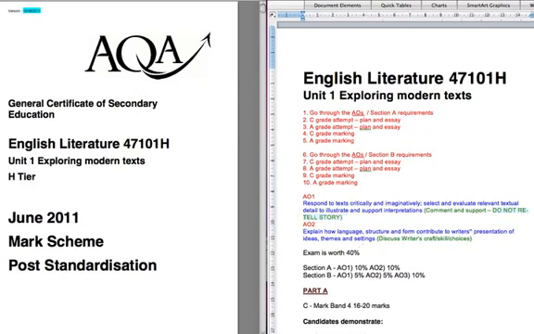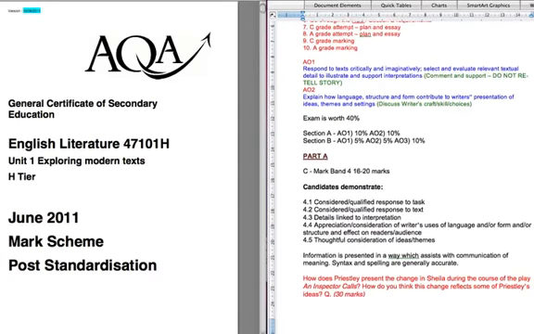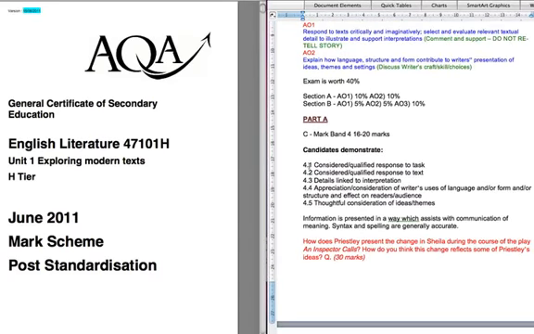So for part A, specifically for a C grade, this is what we need to be able to do. Again, from the AQA exam mark scheme, we need to be able to show a considered and qualified response to the task. So basically we need to write a clear answer to the task, and it has to make sense. We also have to make a considered and qualified response to the text itself. So we have to know how to answer the question and know what the text is about, and that has to come across in our writing.